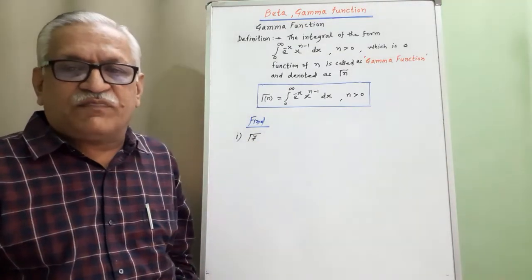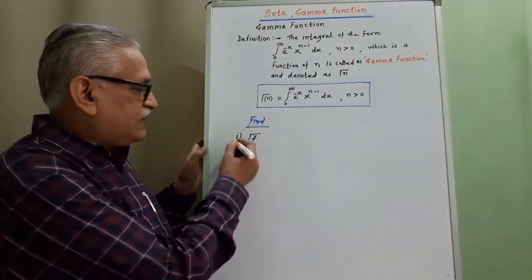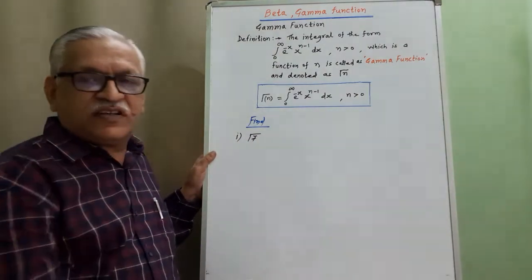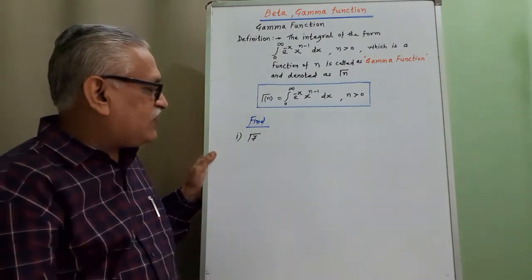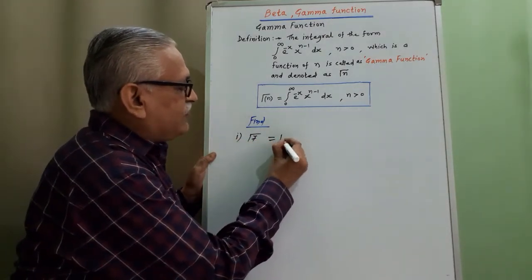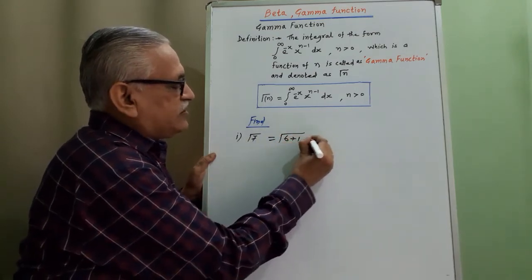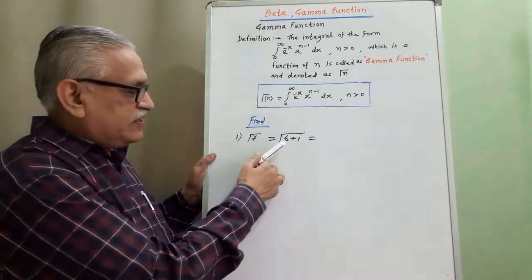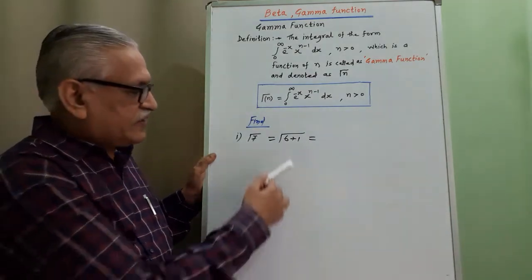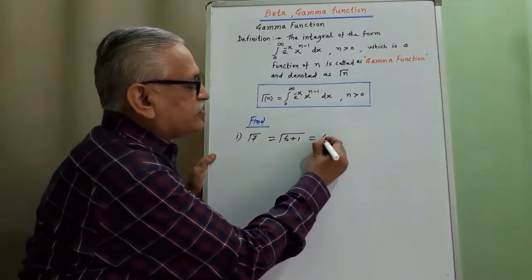Then we try to see some simple examples based on these properties of the gamma function. The first one, find the value of gamma 7. Whenever we have to find the value of any gamma, we rewrite it in the form of n plus 1. Therefore, that 7 I can write as 6 plus 1, where the value of n is 6 here, which is a positive integer, and as it is a positive integer, its value is 6 factorial.